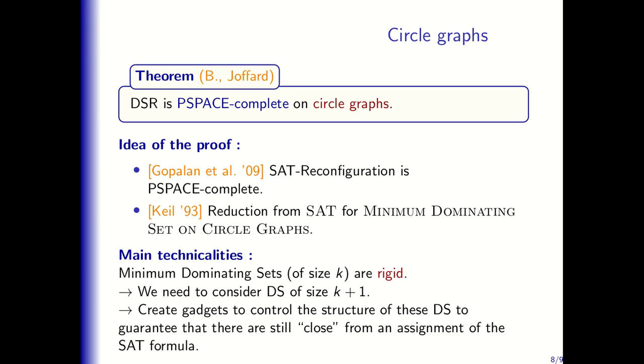But when we consider these dominating sets of size k plus 1, we lose some control on how much they correspond to assignments of variables that satisfy the SAT formula. And so we need to create additional gadgets to control the structure of these dominating sets, to guarantee that they are somehow still close to an assignment of the SAT formula. And that when we make a move between dominating sets on this graph, then it corresponds somehow to a move in the SAT reconfiguration framework.